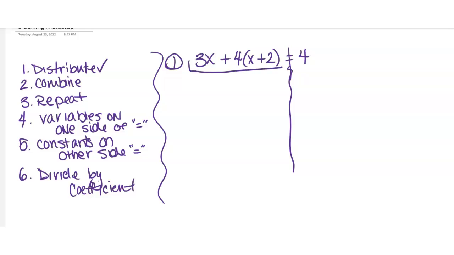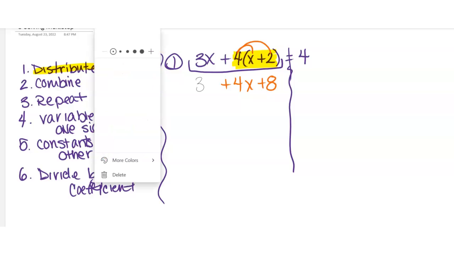So if we start on this side, do we have anything that we need to distribute? Yes. We have these parentheses. We look for parentheses to distribute. So we're going to do this first. 4 times x, we get positive 4x, and then 4 times 2 is a positive 8. Make sure you put that symbol in front of your number. Nothing happened with this 3x, so we're just going to bring it down.